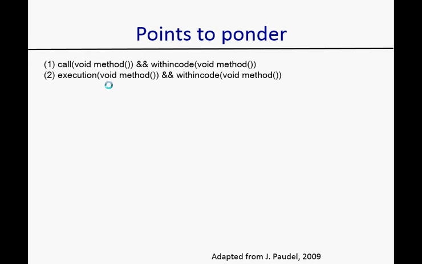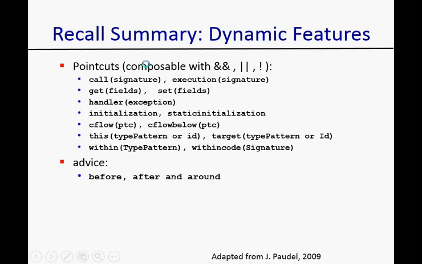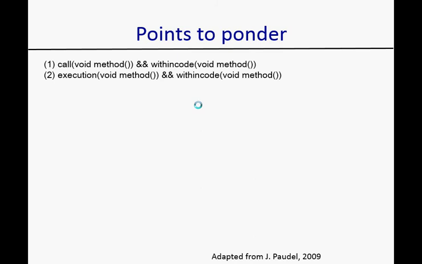Okay. So let's consider some cases here. Let's distinguish a call to a method. Note that these pointcuts, we can combine them with these Boolean operators. So we match one and we're matching the other at the same time. And these form sort of a constraint language to match these join points in the underlying program.